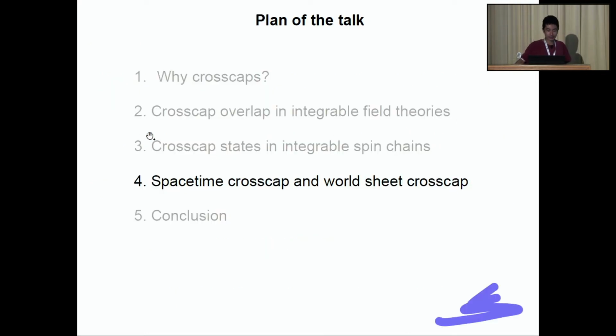So let me finally talk about how to relate this crosscap state to N=4 super Yang-Mills. This is a work in progress with Joao Caetano, Leonardo Rastelli, and Paolo Soresina.